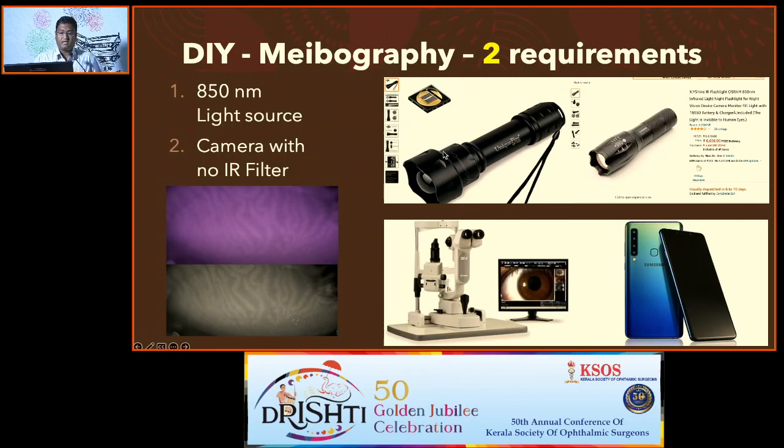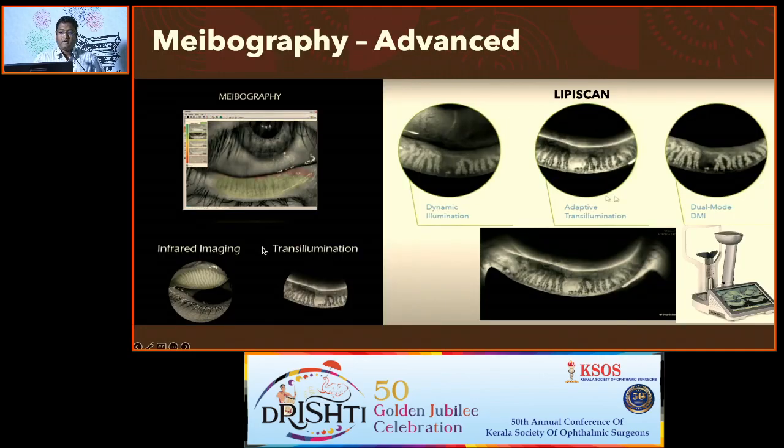The DIY option is the 850 nanometer light source that is available on Amazon. You can order it for around 7,000 rupees. And if you have a mobile phone camera that has no IR filter, you can also identify the meibomian glands, which look like this. Next are the dedicated meibographers that are available.